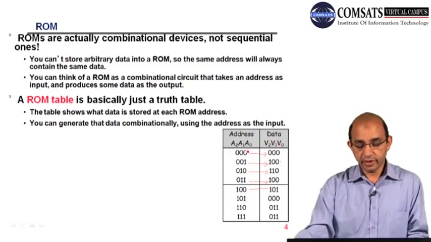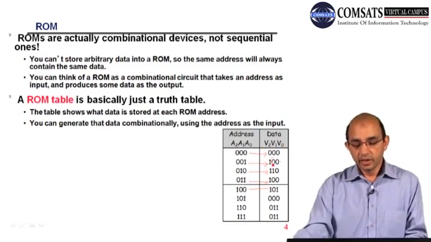So you can see this is a simple truth table, and if I talk about this as the input and this as the output, you can have the relationship. I can calculate the minterms for V2. Similarly, I can calculate the minterms for V1 and for V0. I will be looking for the ones at the corresponding positions.